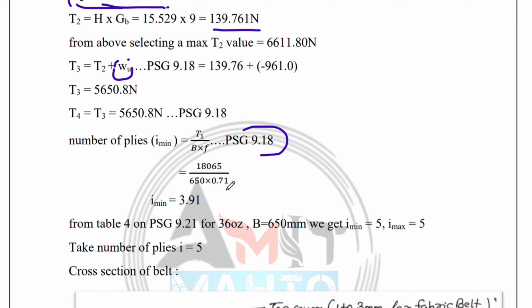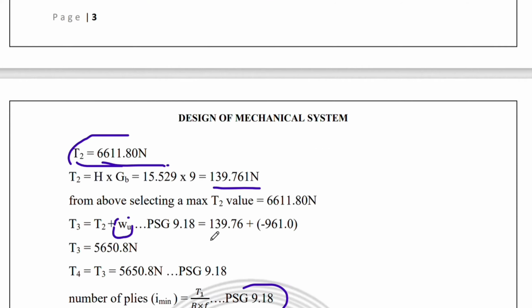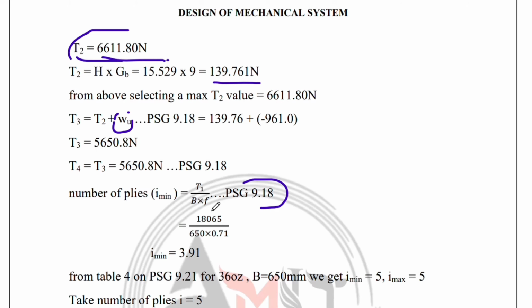So what is F? F is the working tension of the belt for 1 meter width. This is the working tension of the belt. Don't put the value of F 0.02 here, which we have taken earlier. That F was different and this F is different. This F is the working tension of the belt. So you will get this on PSG page number 9.21.